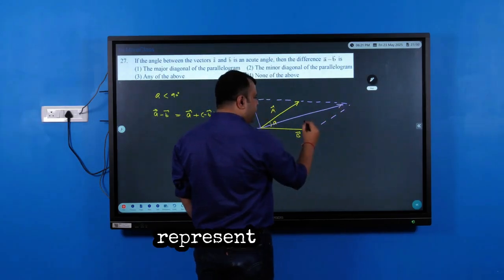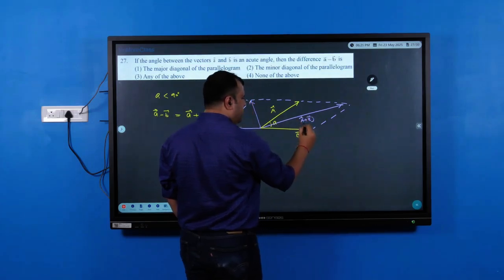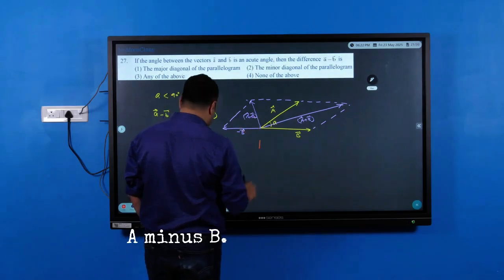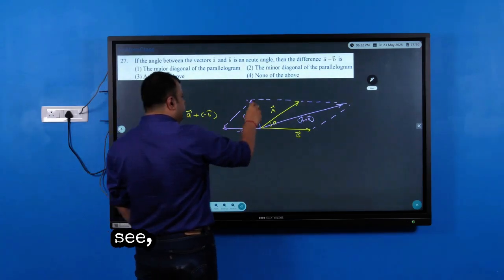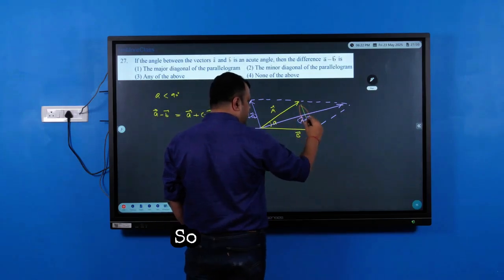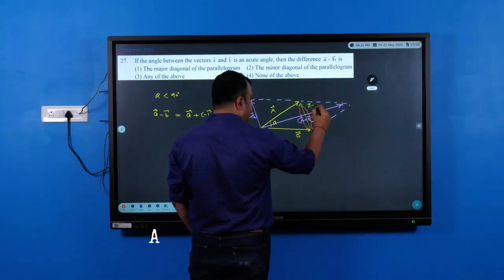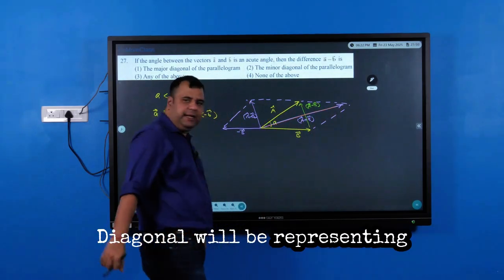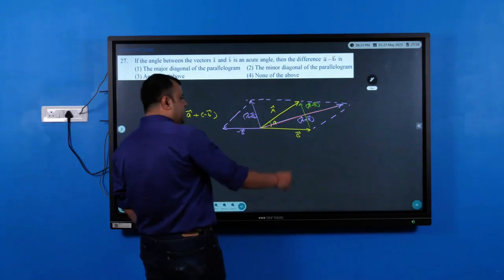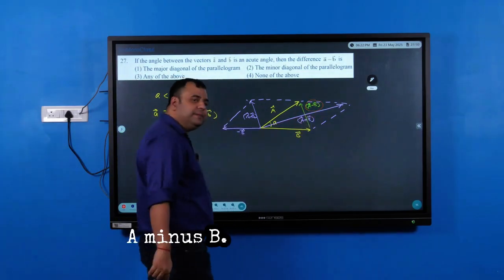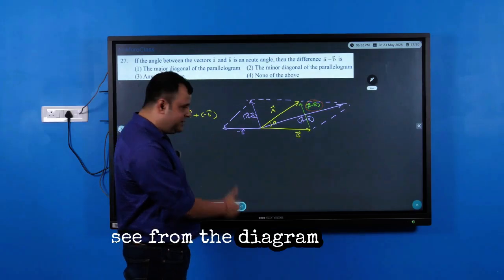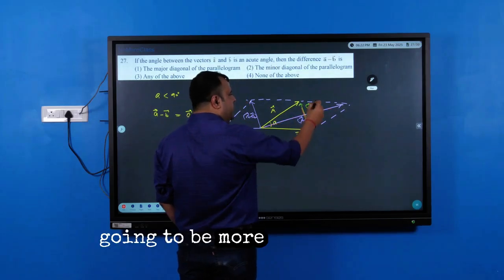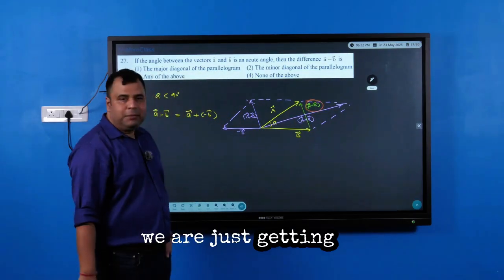So this diagonal represents A plus B, and this diagonal represents A minus B. And as you can see, this diagonal and this diagonal are the same diagonal, so this is also A minus B. If this is A and this is B, one diagonal of the parallelogram will represent A plus B, and the other diagonal will represent A minus B. And as you can see from the diagram itself, if theta is acute, then lengthwise A plus B is going to be more than A minus B. This information we are just getting by drawing the diagram itself.